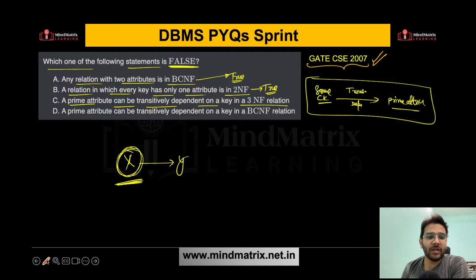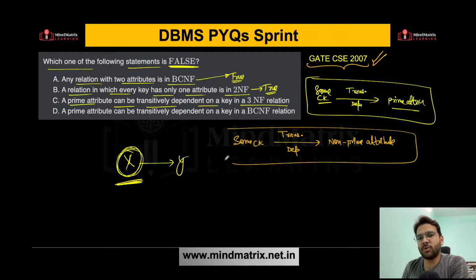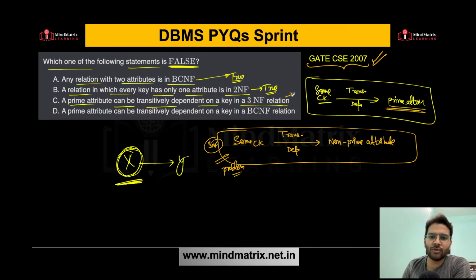What kind of transitive dependency is a problem for us in 3NF? If I have something like this, some candidate key determining a non-prime attribute, so this type of transitive dependency is a problem for 3NF, right? But if I have a prime attribute, then there is no problem. This is also true. Yes, we can have this kind of transitive dependency.